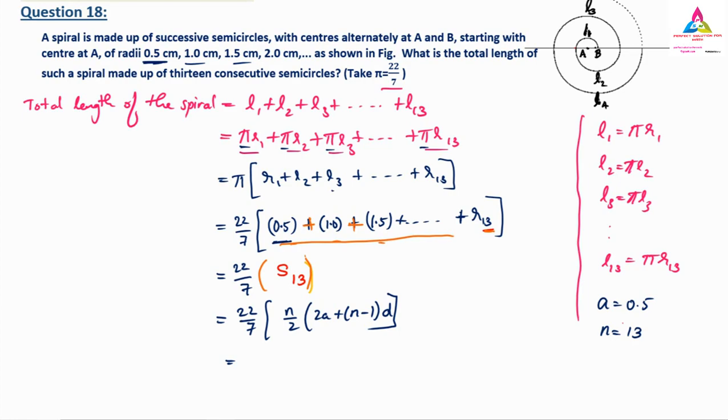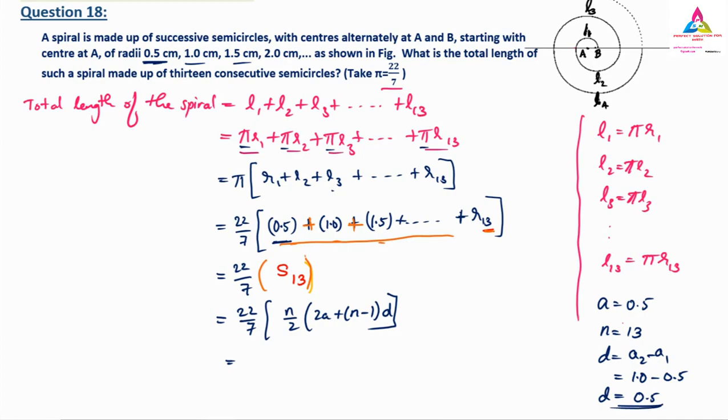Next we have to find the d value. The d value is nothing but a2 minus a1. a2 is over here, 1.0, minus 0.5, which is a1. When we subtract 0.5 from 1, we get half. If you subtract half from 1, the remainder is half only. So the d value is half. These are the things we have to substitute now.